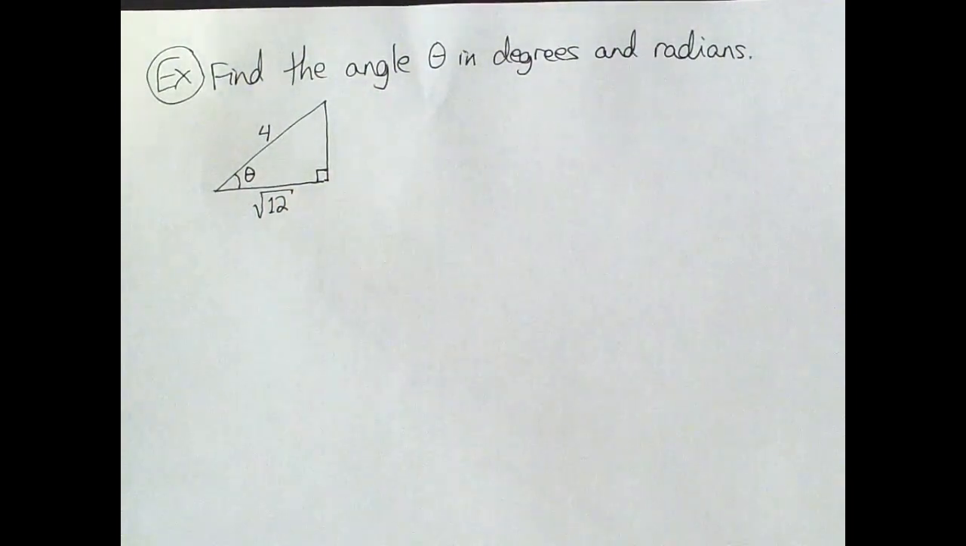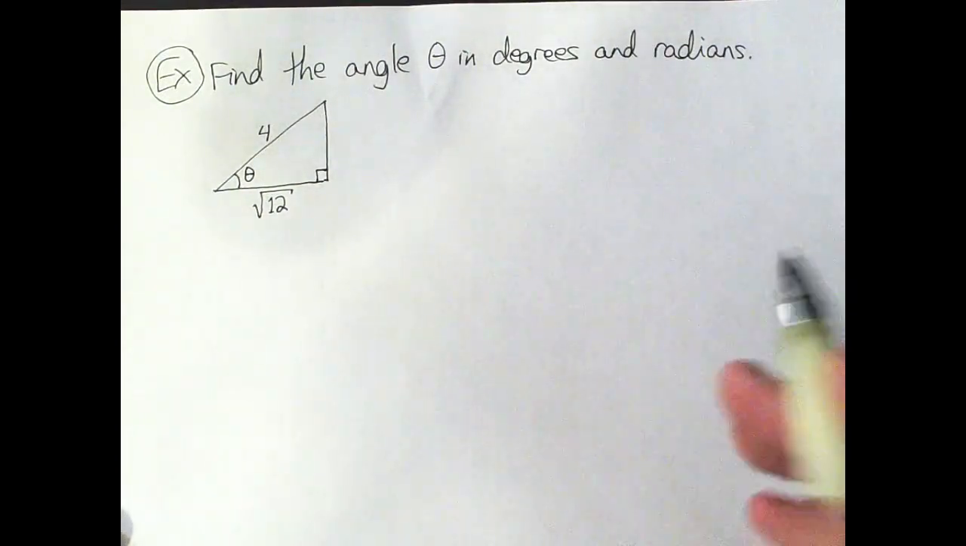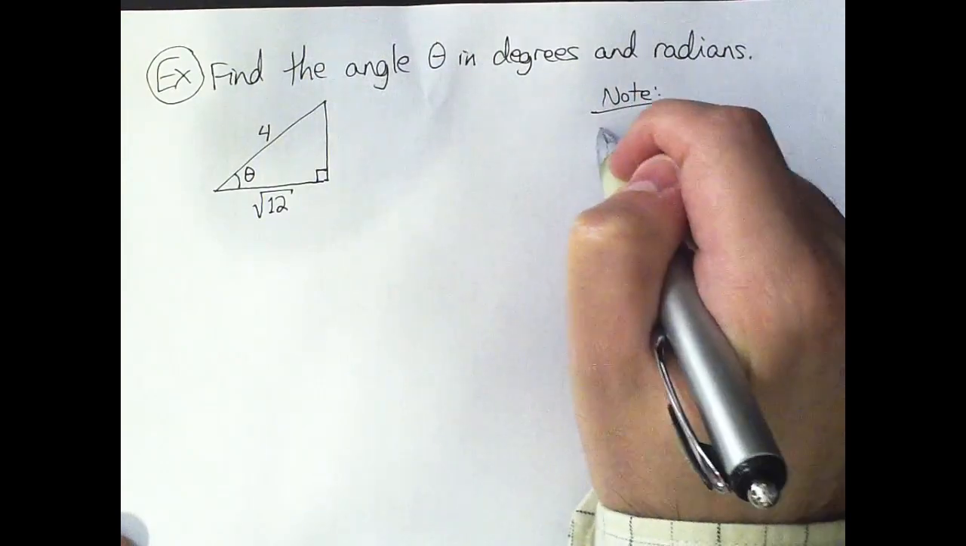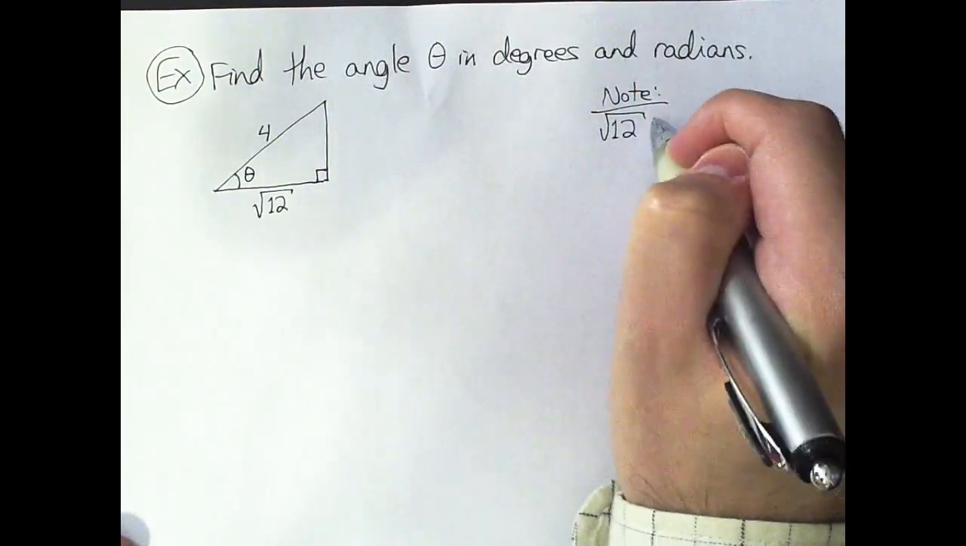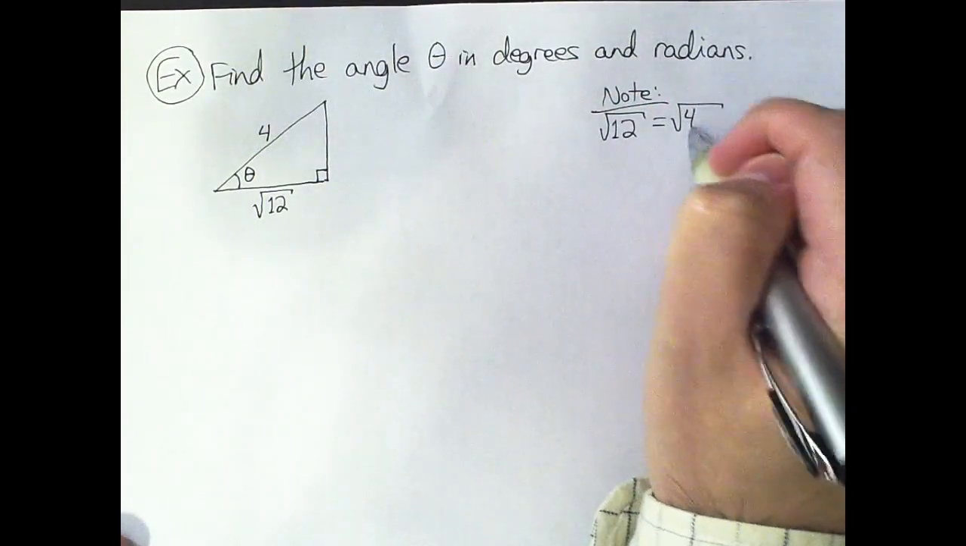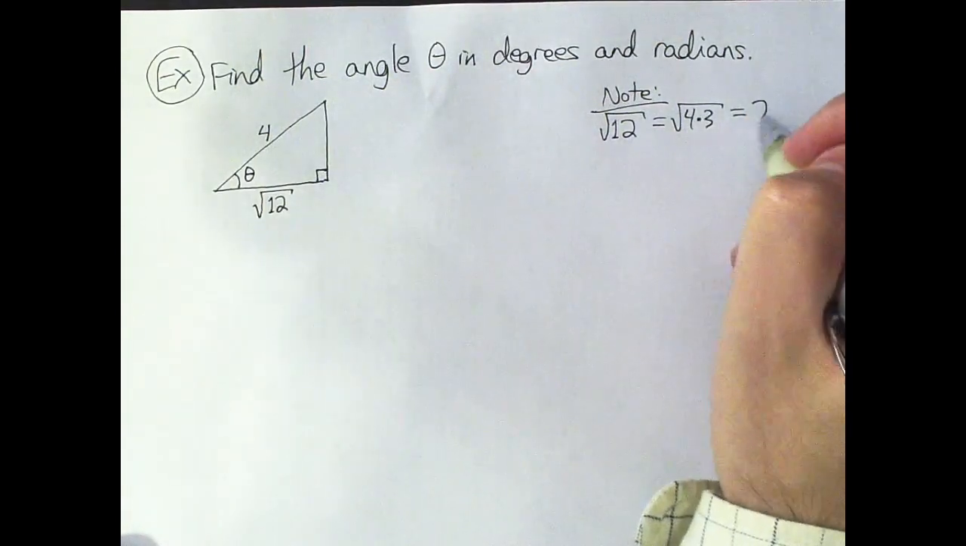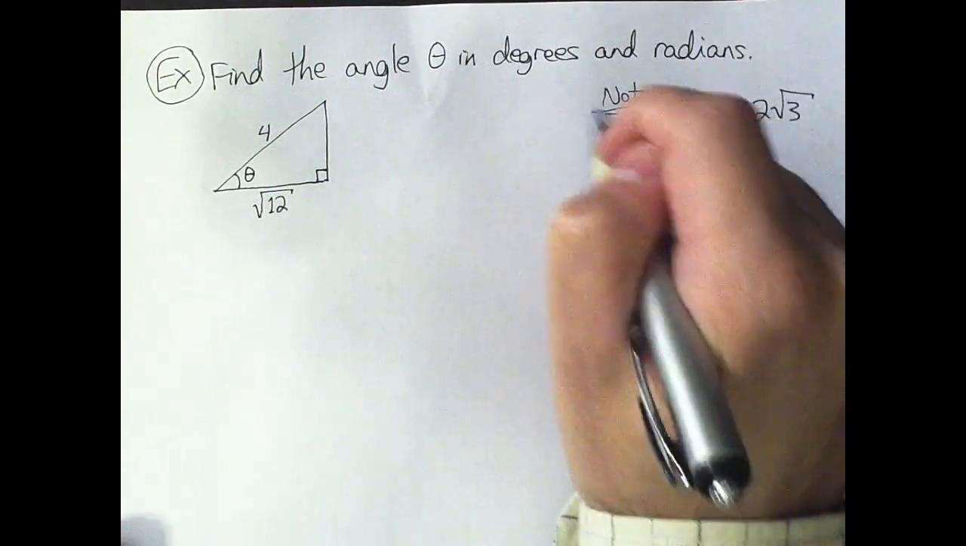Square root of 12. That could be written differently, couldn't it? You know that I'm a big fan of doing little side notes off to the side. So let's just say note. What is the square root of 12? Couldn't that have been written a different way? Because that's 4 times 3. And we know the square root of 4 is 2. So couldn't we have called this 2 times the square root of 3?